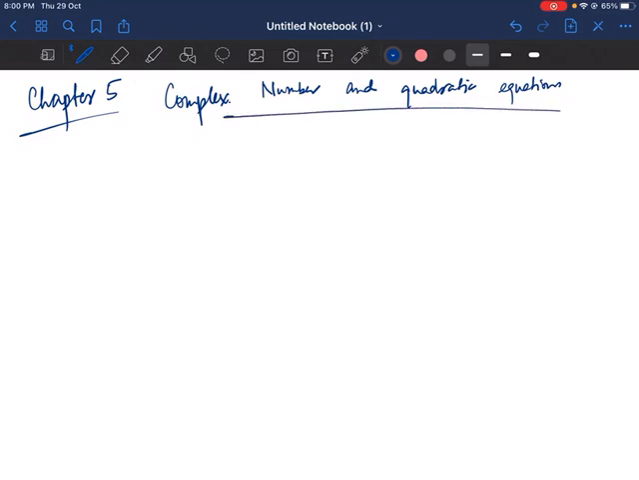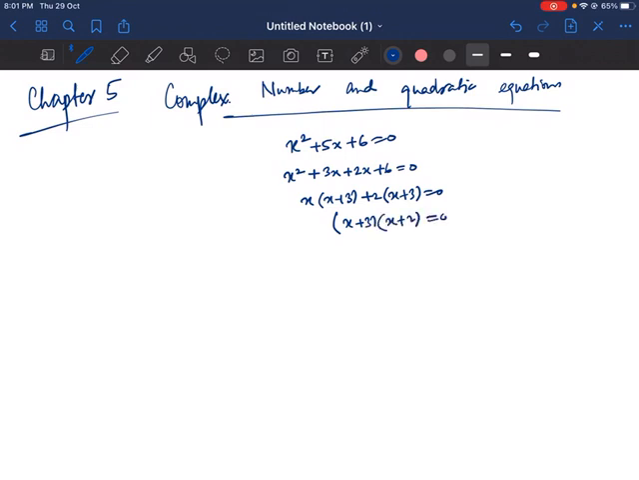So first thing we need to know is what is a complex number. So look, we have solved different types of quadratic equations, like x square plus 5x plus 6 equal to 0. How did we solve equations like this? We used to do factorization. We do x square plus 3x plus 2x plus 6 is equal to 0, then x(x plus 3), then plus 2(x plus 3) is equal to 0.